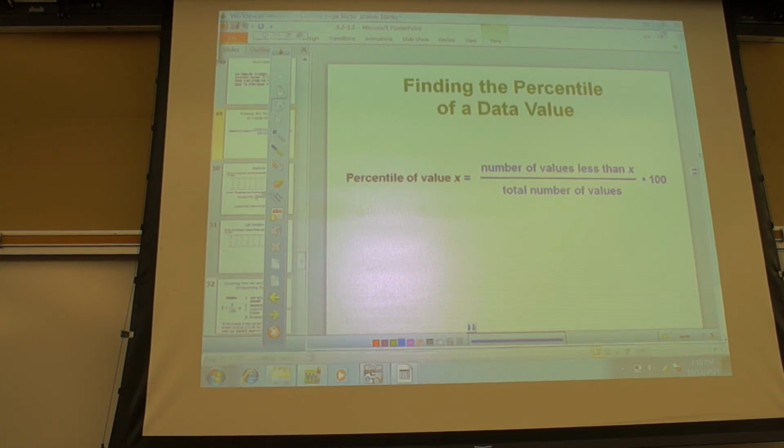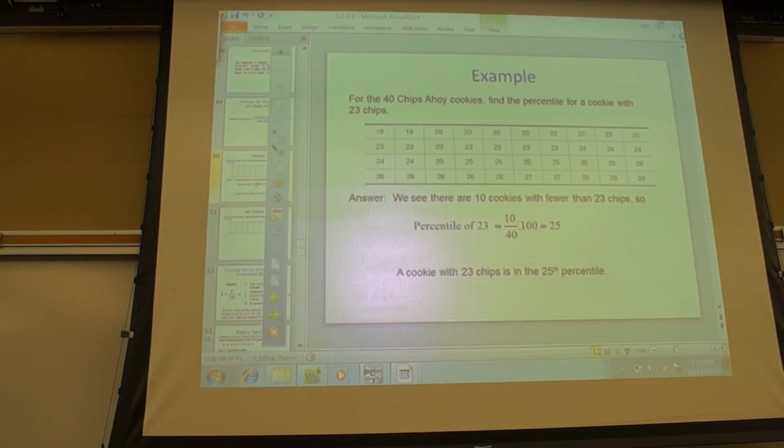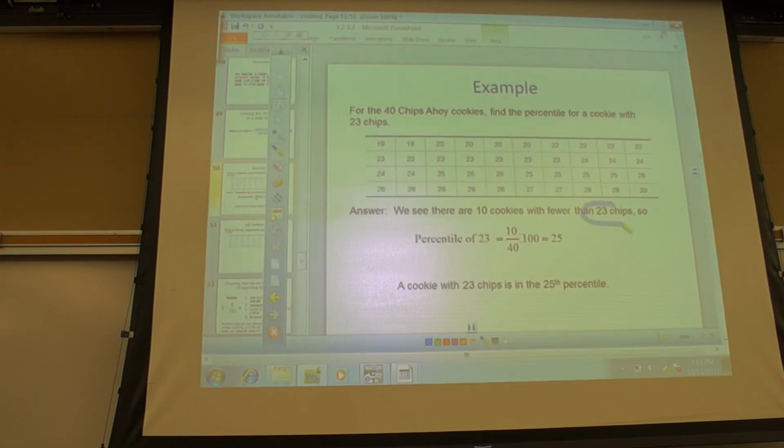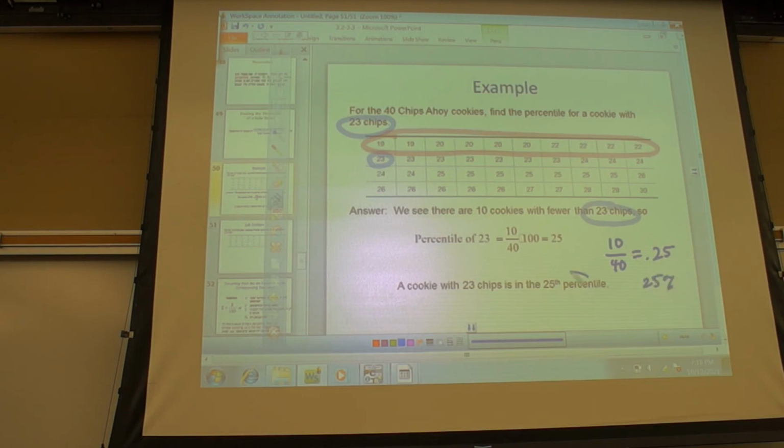Here's an example. I want to find the percentile for 23. So here's 23. How many people are lower than it? All these guys are below it. This guy's not below it. He's the same as it. You want people that are below you. So there's 10 that are below me. So I beat 10 people. 10 people out of how many? 10 people out of 40. That's 0.25. If I'm going to express that as a percent, that's 25 cents. So it's 25%, which means it's the 25th percentile.